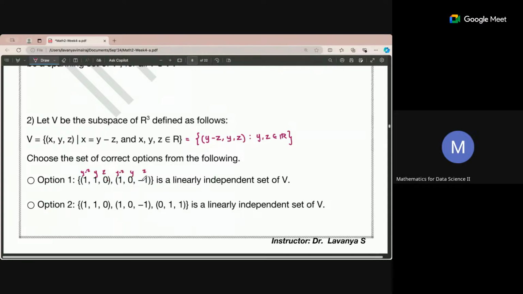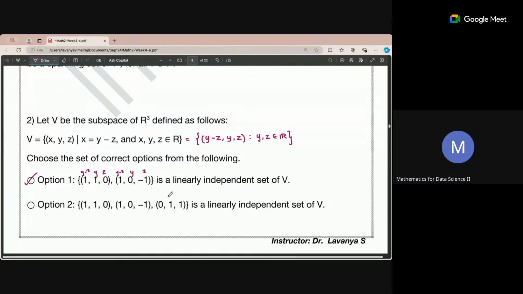Are they multiples of each other? No, ma'am. So are they independent? Yes, they are linearly independent. Okay, now you have three vectors: 1, 1, 0; 1, 0, minus 1; and also another vector 0, 1, 1.